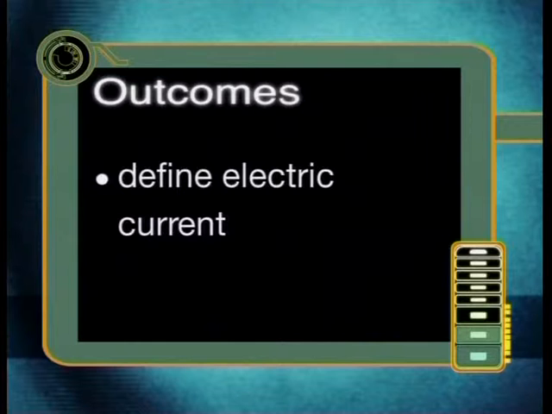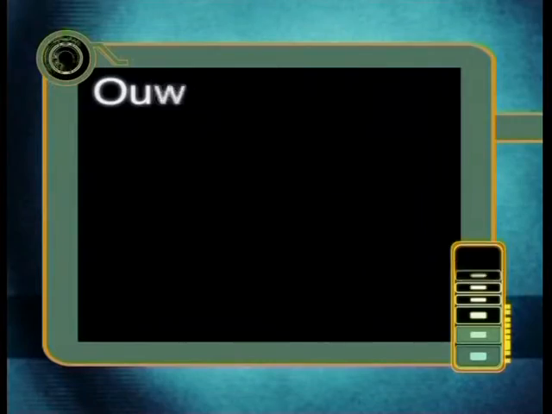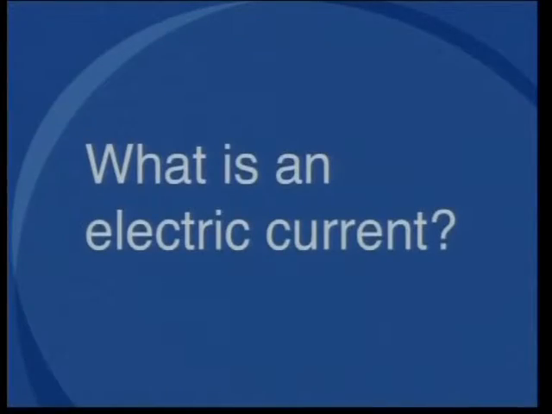By the end of this lesson, you should be able to define electric current and use the equation Q is equal to I times T. What is an electric current? Electric current is the rate of flow of charge through a conductor.